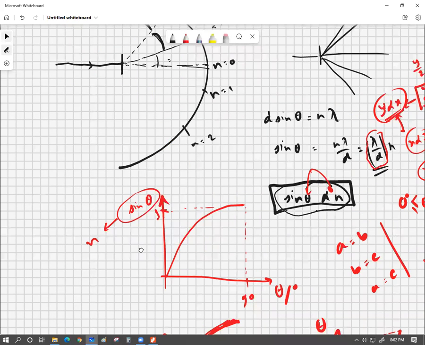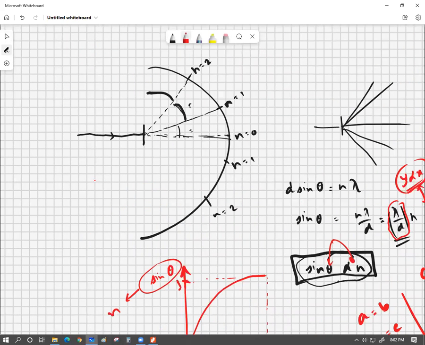This is the reason whenever we have this kind of graph, the first angle, between n equals 0 and n equals 1, always has the smallest angle. The next angle is bigger. The next angle is even bigger. The following angle is even bigger. It doesn't matter how much bigger it would be.